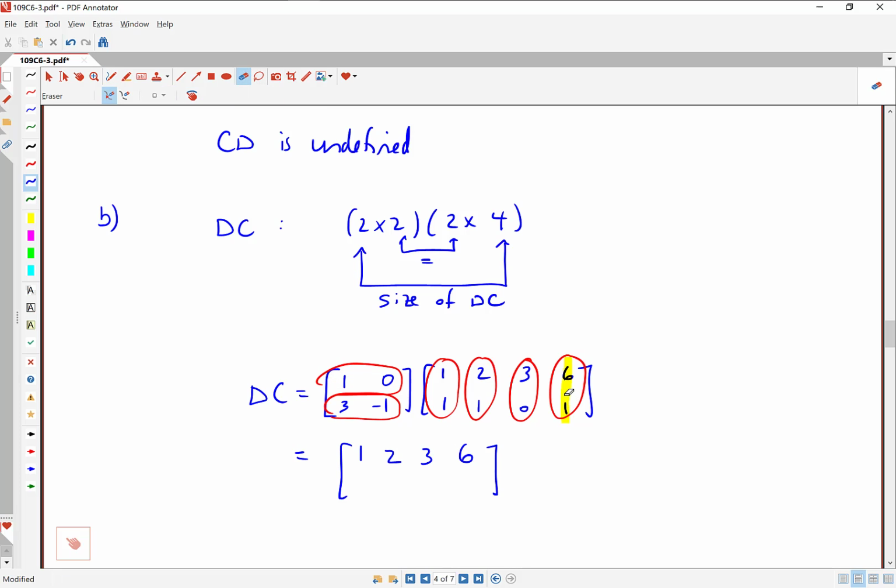Now we're going to move into working with the second row with the various columns. Our first dot product is 3 minus 1 is 2. Second row, second column, 6 minus 1 is 5. 9 plus 0 is 9. And then finally, 18 minus 1 is 17. And there we have our product DC.